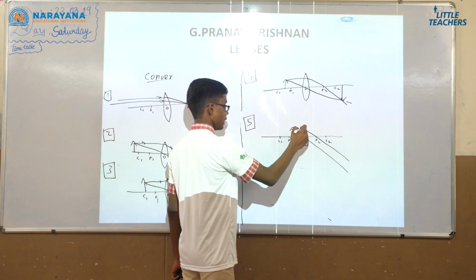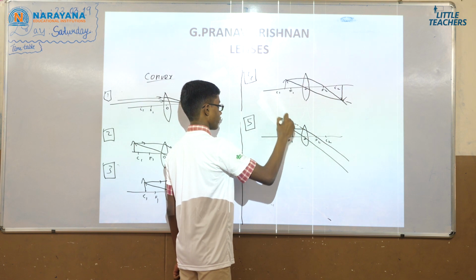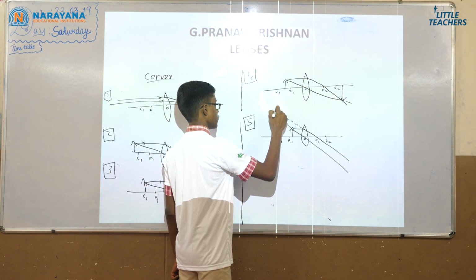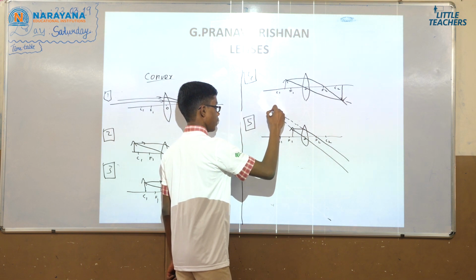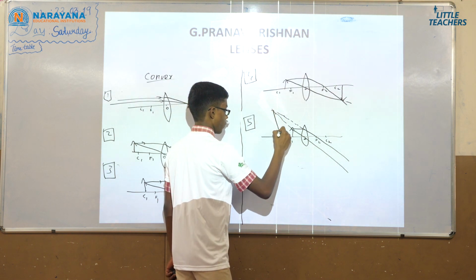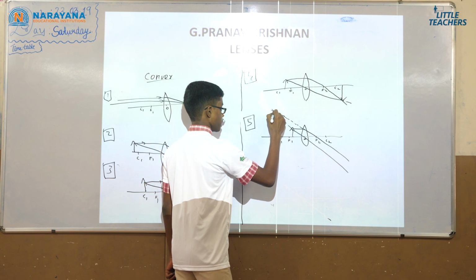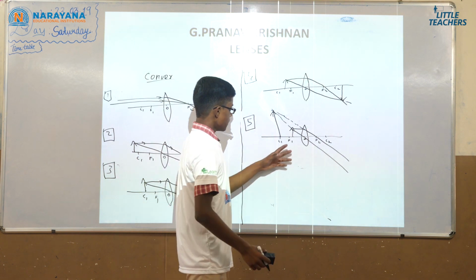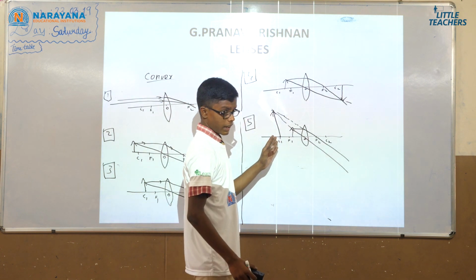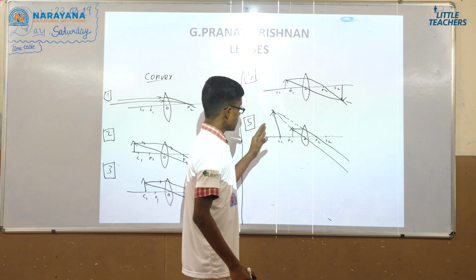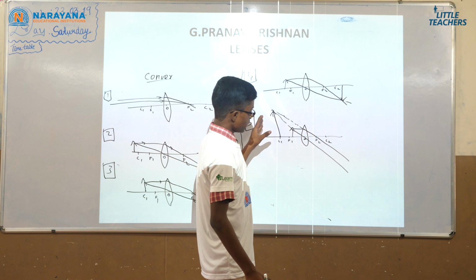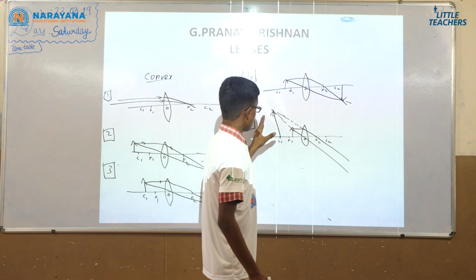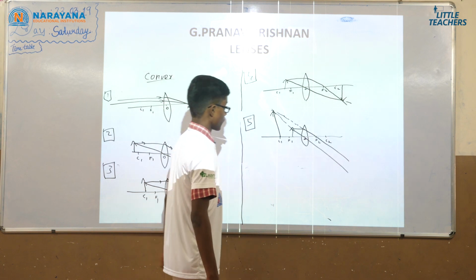So we are extending these two rays behind. While we extend these two rays, the intersection happens here. So the image is formed here. Since the image is formed behind, we call it a virtual image, and this image is erect. Virtual image in the sense the image is not capable of being portrayed on a screen.